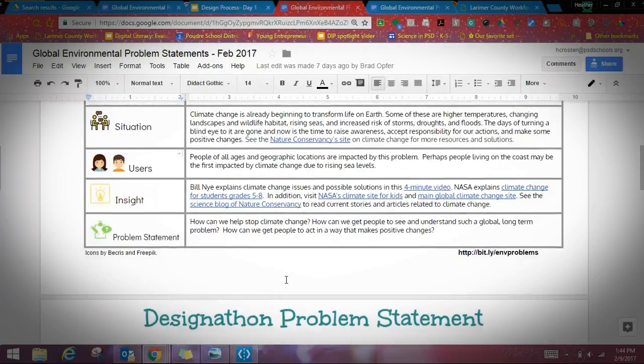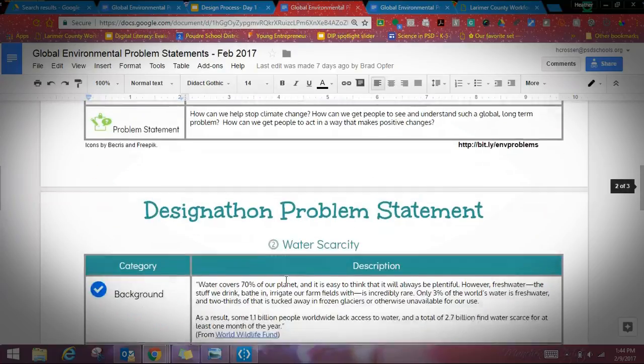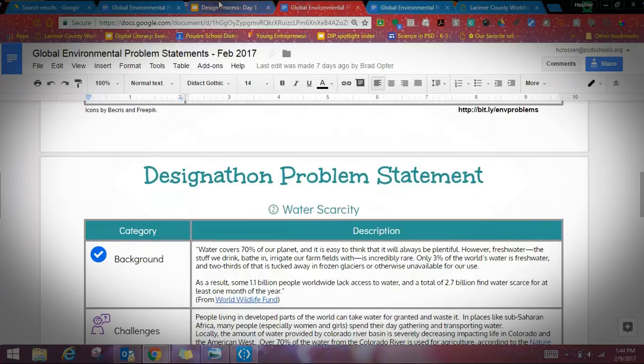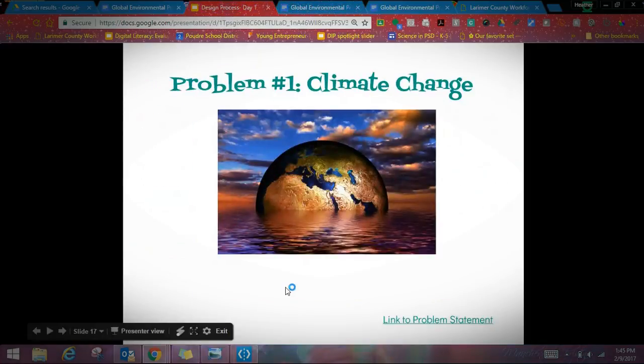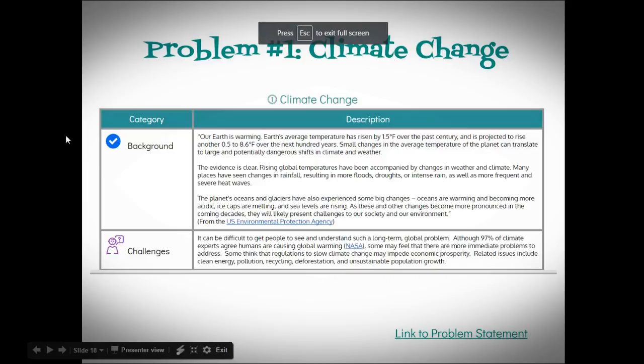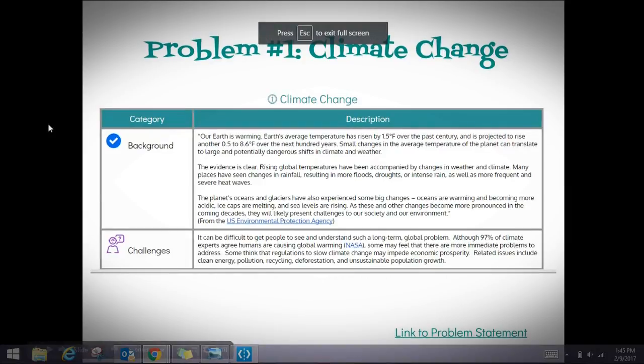So you're going to do this for all 3. As you see, we have climate change. I'm going to talk about water scarcity, and then loss of biodiversity. Okay, so here's a quick snapshot of it. Again, here's our climate change. Here are the issues. That might be one area that you want to focus on.